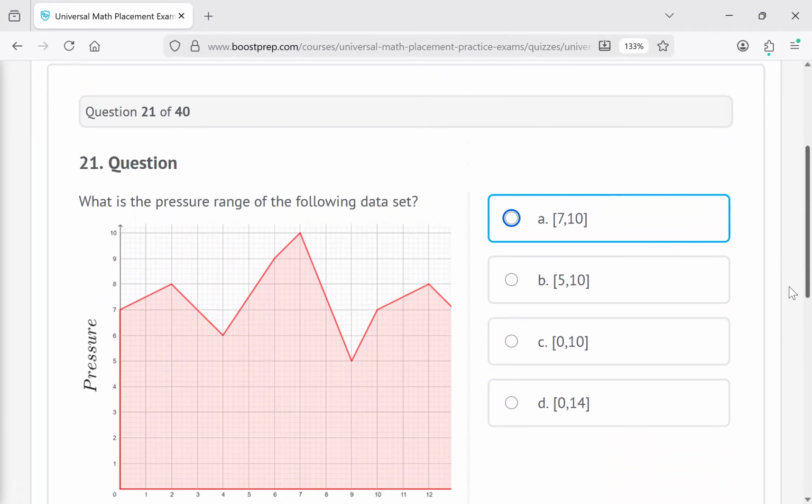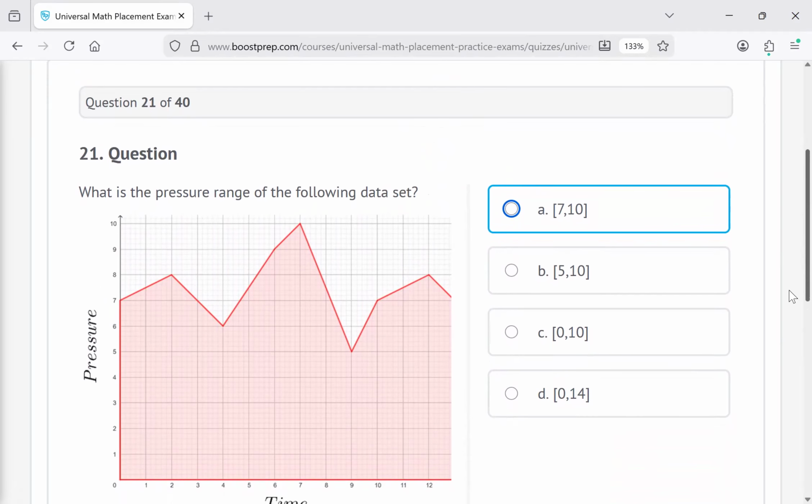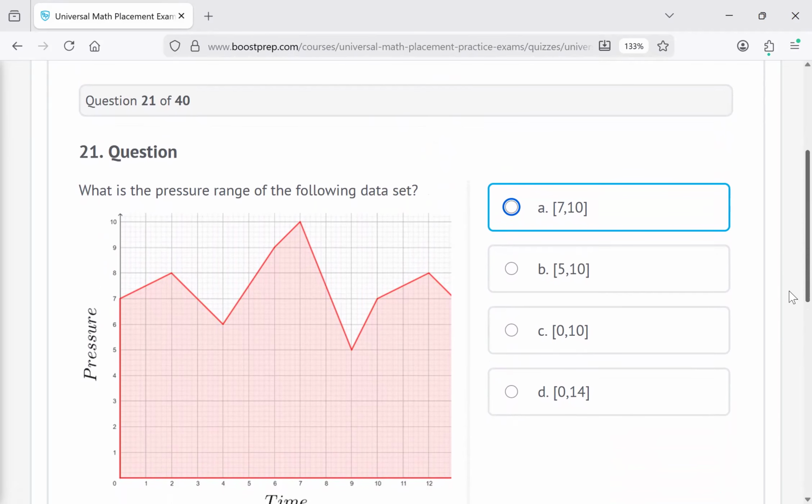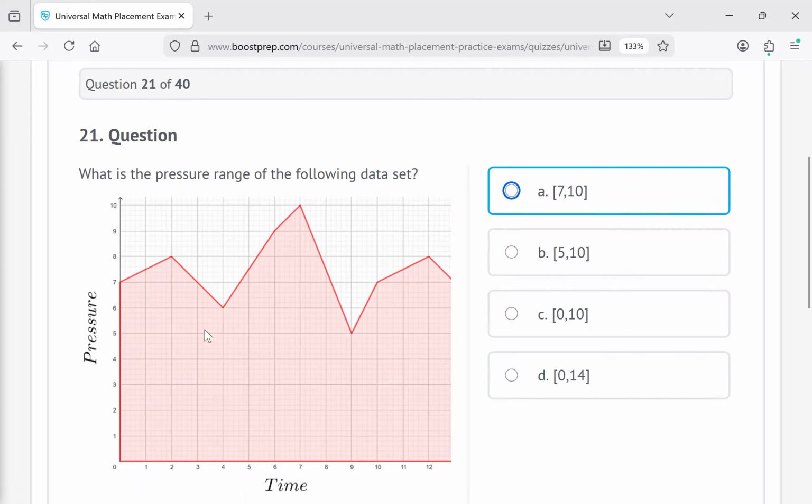Okay, this one, here we're given a graph. What is the pressure range of the following data? So be careful. It is not from 0 to 10. So it's not Z. So you have to look at the graph more carefully. When we're doing interval notation, we go from the lowest to the highest. So pressure is all the y values. So we don't care about the x, we don't care about anything time related. We only care about the smallest y value to the largest.